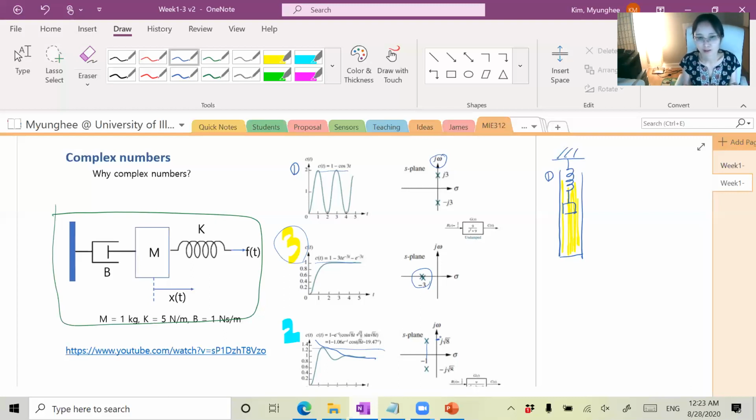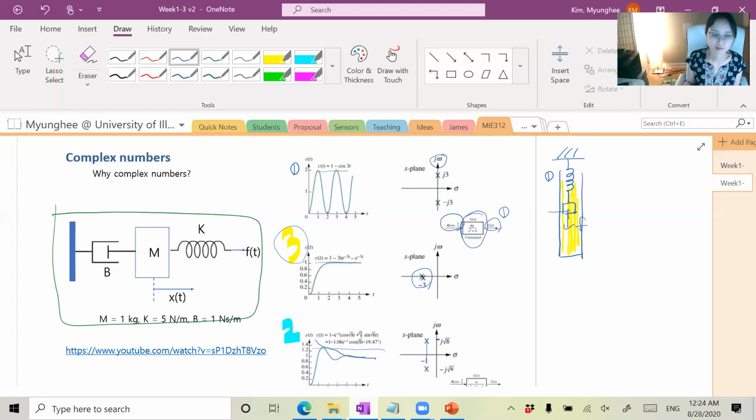And later we learned that we can say the force F can be considered as input. And then we are looking at the output, this oscillatory behavior. And the system itself can be described very simply using this complex number. So that's why we are using complex numbers.